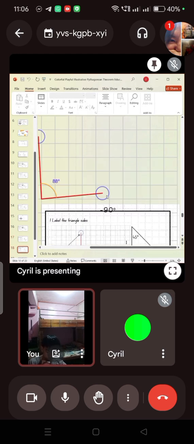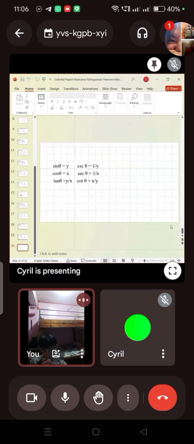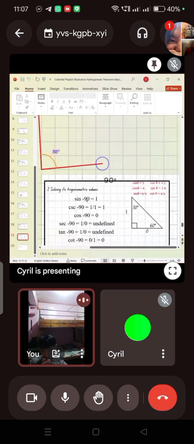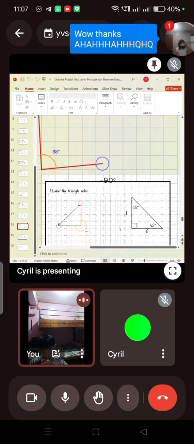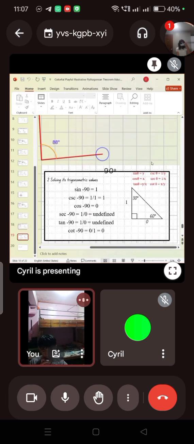Lastly, we have the negative 90-degree angle. This angle is on the negative y-axis, so it has its own unique trigonometric values. As you can see, its opposite is 1, while the adjacent is 0. So how do you find this? You simply do the same things as you have done in the previous examples.